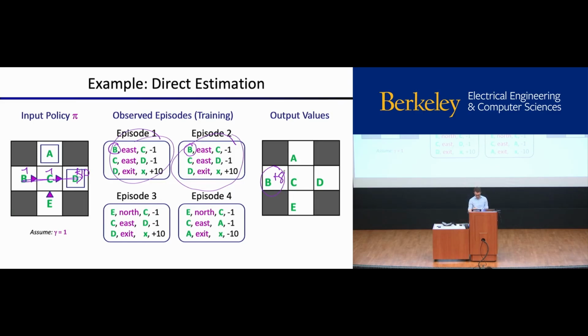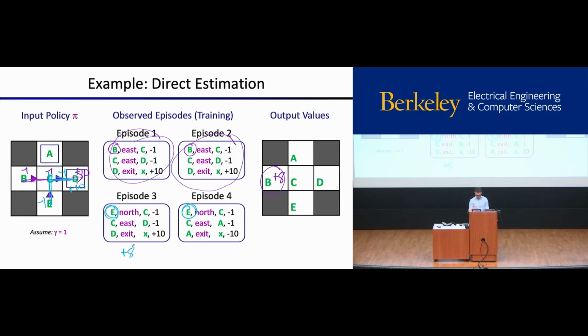Let's do E. We'll do it in another color. Yeah, here's a good color. So here's an episode that has an E in it, and here's an episode that has an E in it. Okay, well, what happens? First, E goes north, and we get a -1. And then C goes east, and it goes to D, and we get another -1, and then we get a +10 for being in D. So this one gives us a +8.